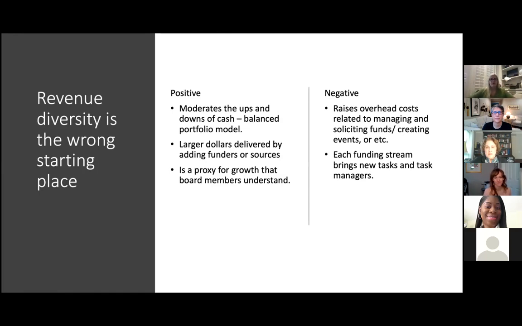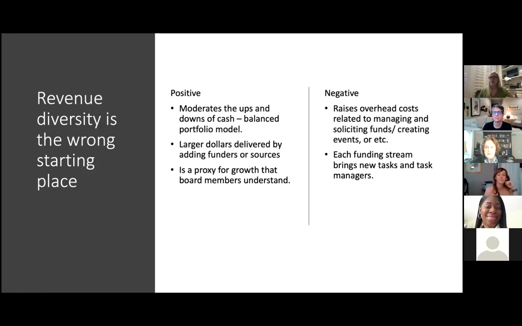The second is larger dollars are delivered by adding funders or sources. And it could be a proxy for growth that board members understand. When you're saying, oh, we're getting more and more diverse, right? It's a proxy for success that they get. Versus some of the negatives of diversity, which is it often raises overhead costs related to managing and soliciting funds in these different buckets, right?